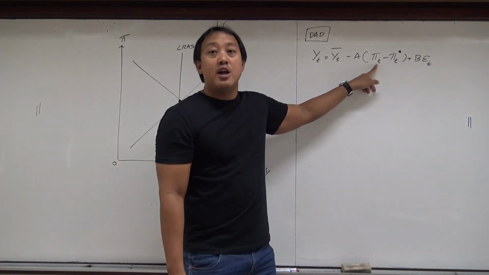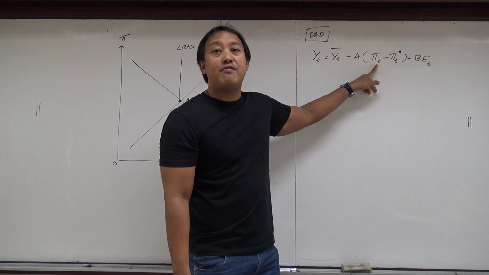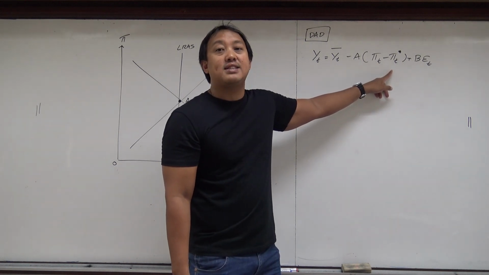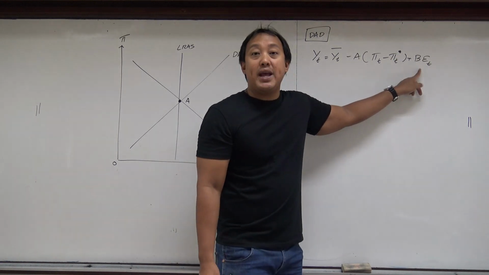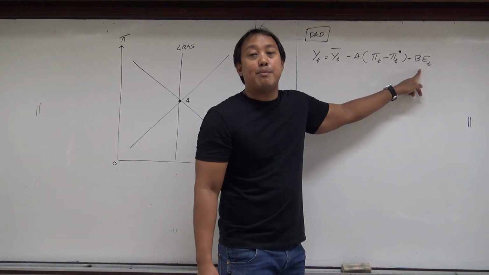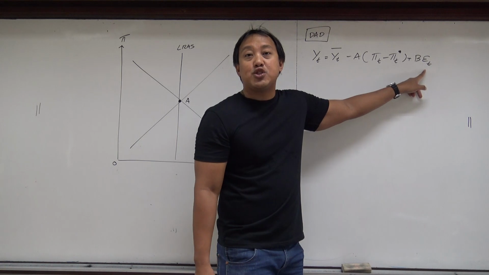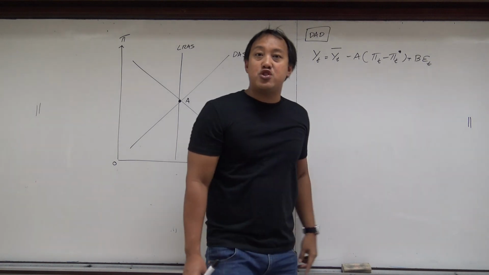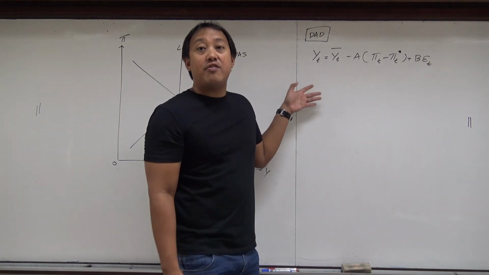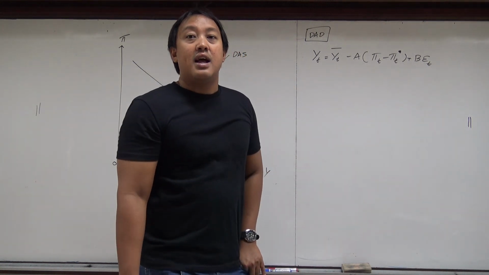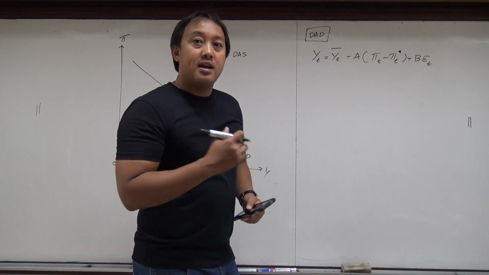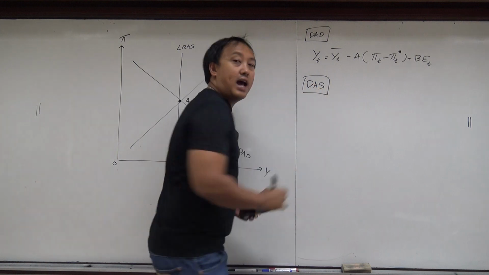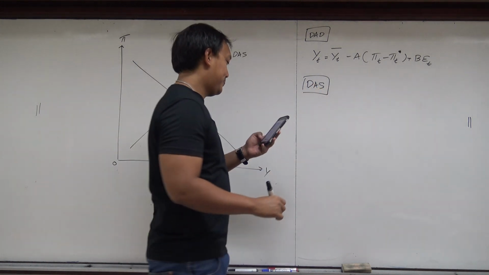In the bracket you have pi t, the inflation, minus pi t star, the inflation target. And B you don't have to worry about, it's just some parameter. Epsilon t is a demand shock. So then you have the equation for DAD. Next, we're gonna show you the equation of DAS, dynamic aggregate supply.